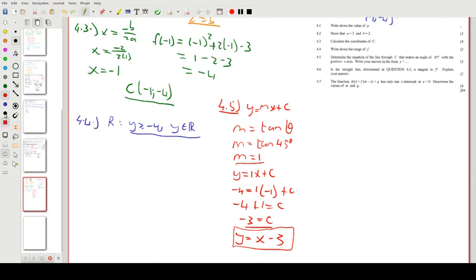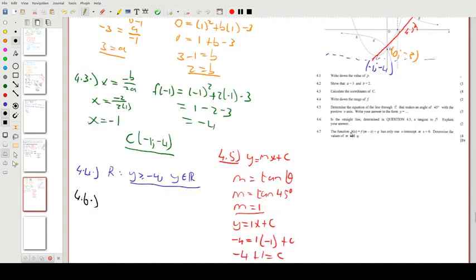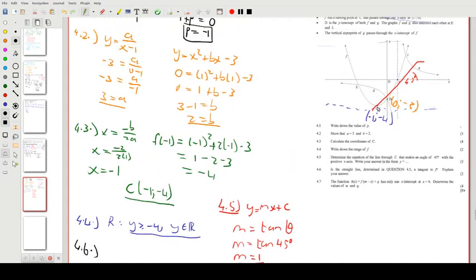Right, let's look at 4.6. 4.6 asks, is the straight line determined in question 4.5 a tangent to f? And explain your answer. Well, we can see here it's not a tangent because it crosses through C and then again somewhere else. So that's not a tangent. If it was a tangent, it would look like this. It would just touch the graph once, something like that. And for that, we'd have to have a gradient of 0 because it's exactly flat there. And we see our gradient is not 0, so it cannot be that.